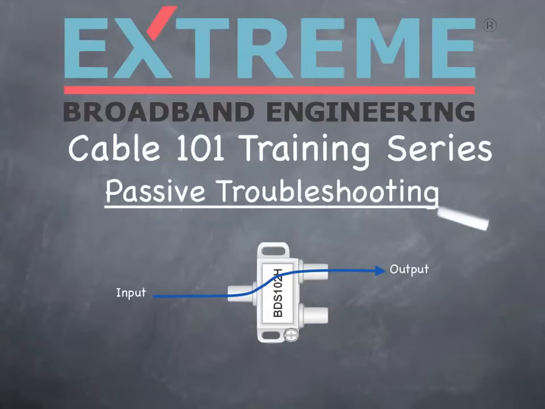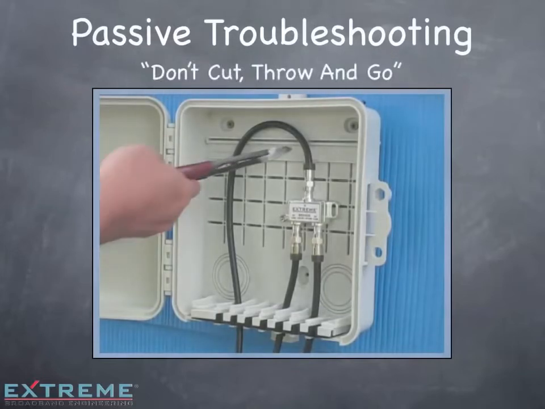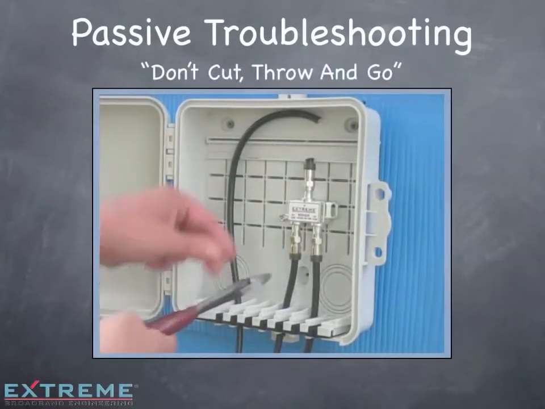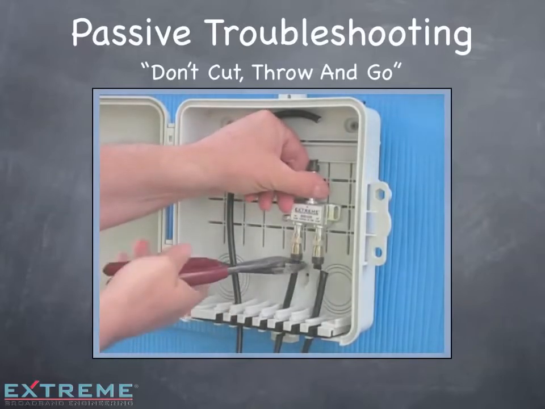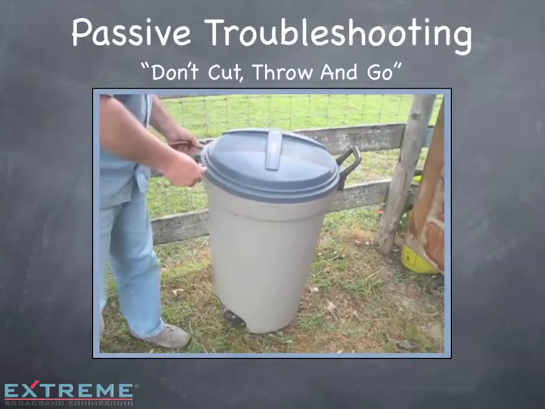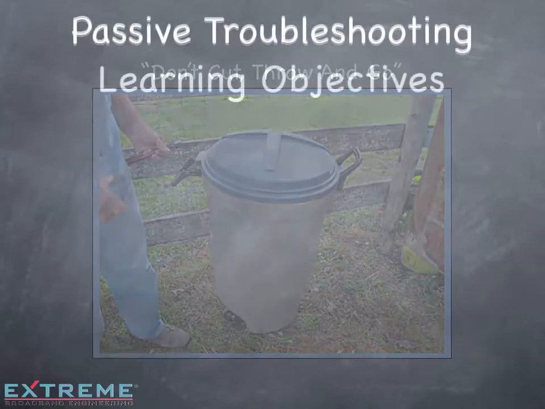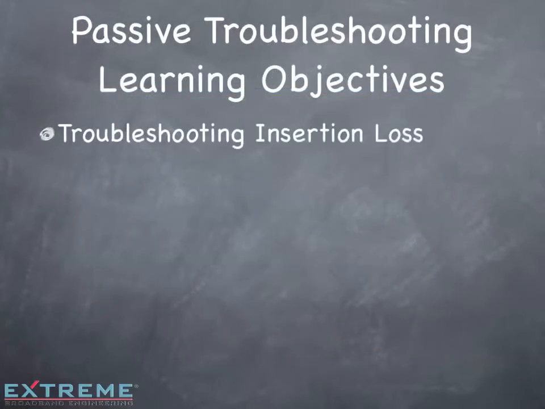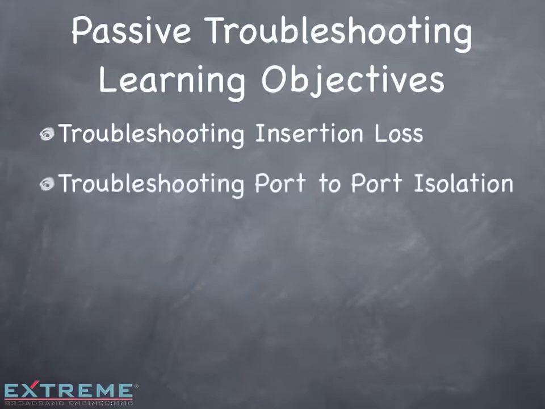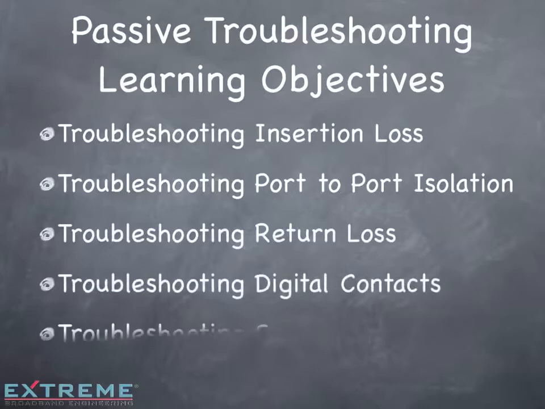In this session, we'll cover passive troubleshooting. There are many electrical and mechanical aspects to passive devices. In this video, we'll look at how to troubleshoot them, not just cut them out, throw them away, and go. The things we'll cover in this video are how to troubleshoot insertion loss, port-to-port isolation, return loss, digital contacts, and second harmonics.